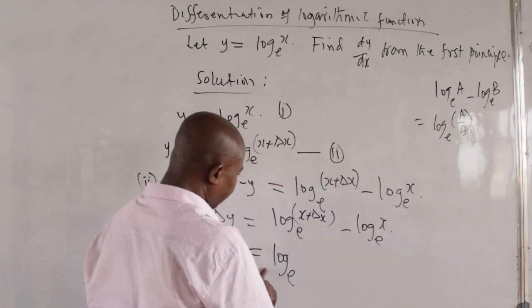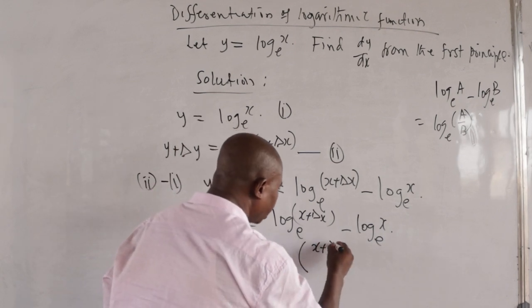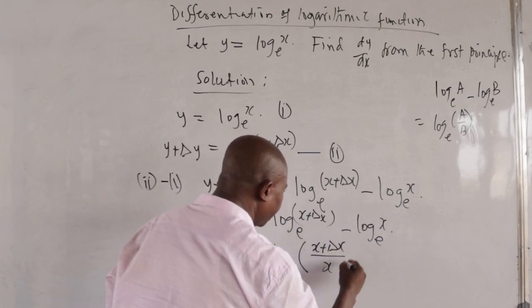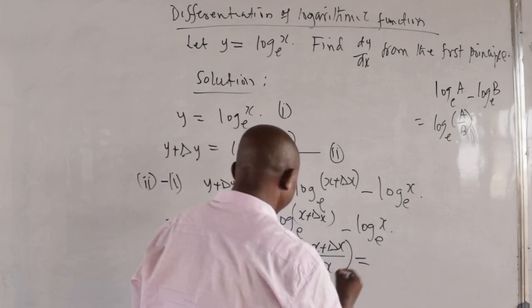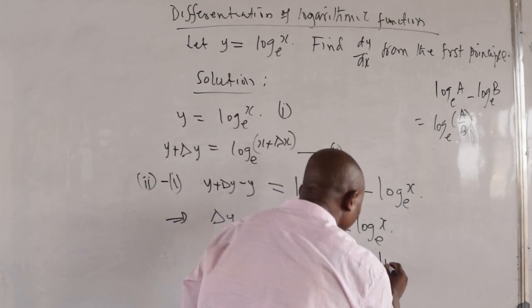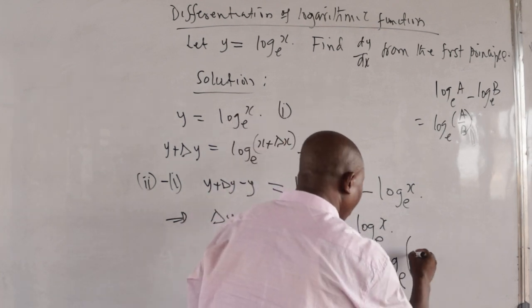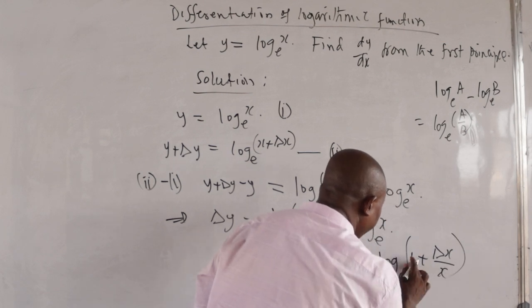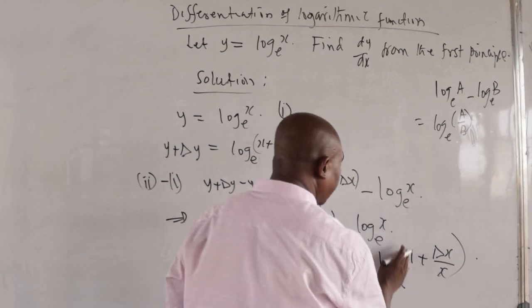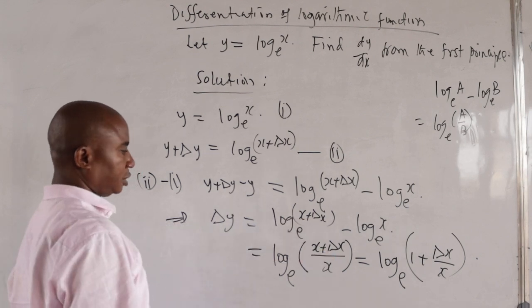So we can write this as log to base e of x plus change in x divided by x. This is no other than log to base e of 1 plus change in x divided by x. So this is what we're going to get by simplifying this.